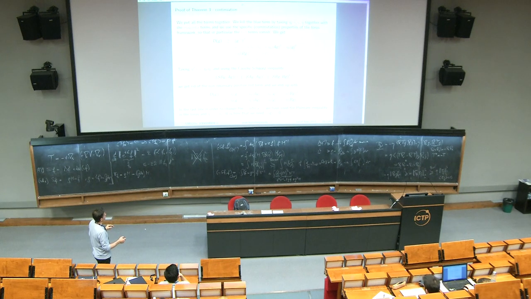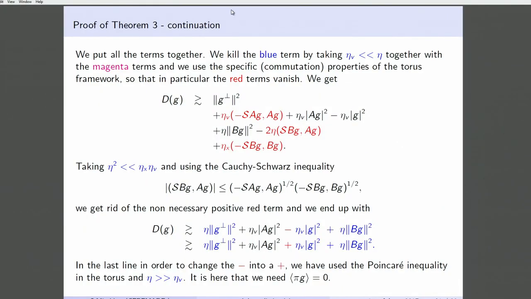Okay, these three terms in red, you can use the Cauchy-Schwarz inequality when eta square is smaller than eta x, eta v. So this term, which is maybe negative, disappears. And you forget this term. And then you get this quantity. Okay? And the only bad term is the minus here, which comes from here. But with this argument here, the Poincaré inequality, you can change the minus to the plus. Okay, and that's the end of the proof.